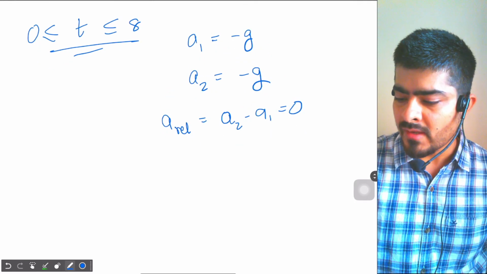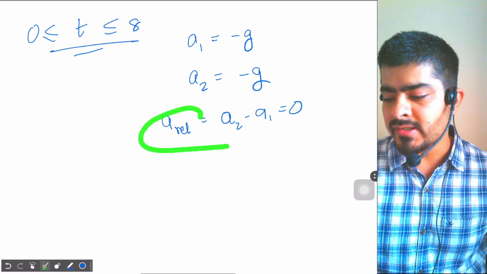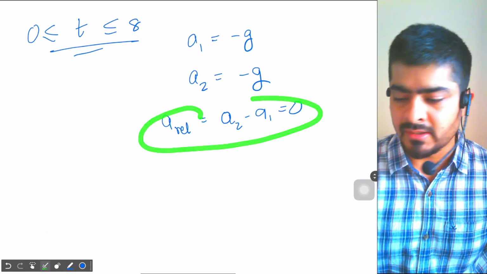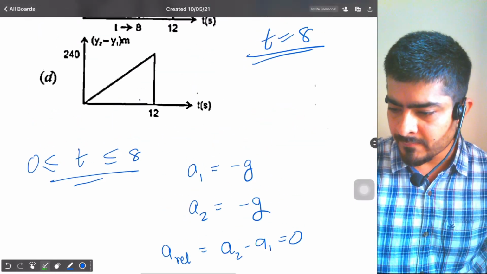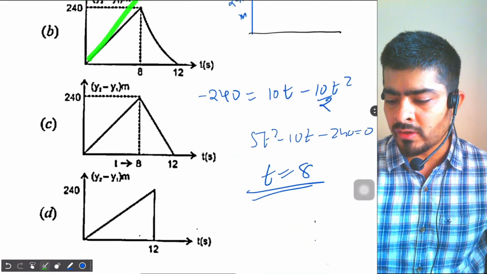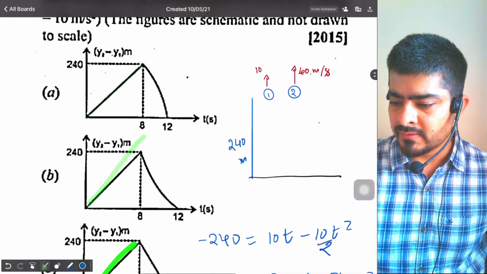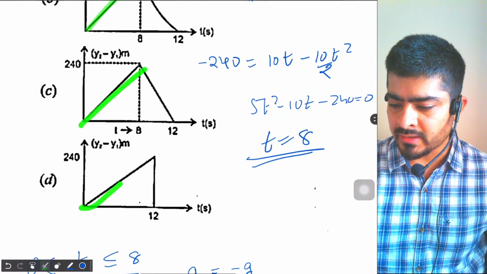Therefore, since relative acceleration is 0, relative velocity will be constant. So for constant relative velocity, your displacement time graph is a straight line. For constant relative velocity, we have the displacement time graph as a straight line for all the 4 cases, right? Everywhere we have the displacement time graph equal to a straight line.